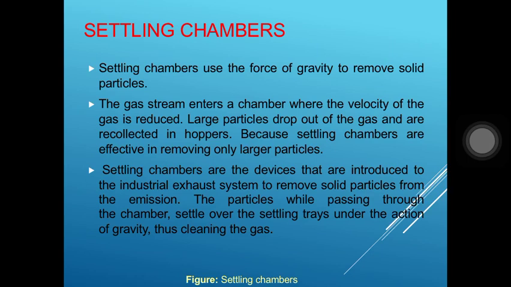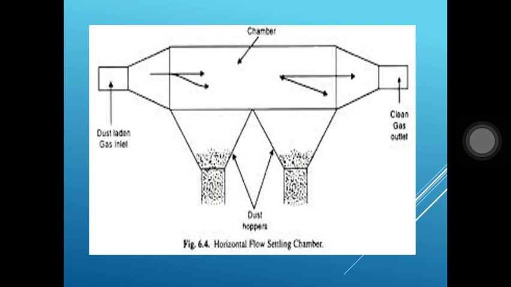Large particles drop out of the gas and are collected in hoppers, because settling chambers are effective in removing only large particles. Settling chambers are devices that are introduced to the industrial exhaust system to remove solid particles from the emission. The particles, while passing through the chamber, settle over the settling trays under the action of gravity, thus cleaning the gas. Here you can see the entry of the gas and the exit of the clean gas, where at the hopper bottoms the dust is collected due to the heavy particle nature.